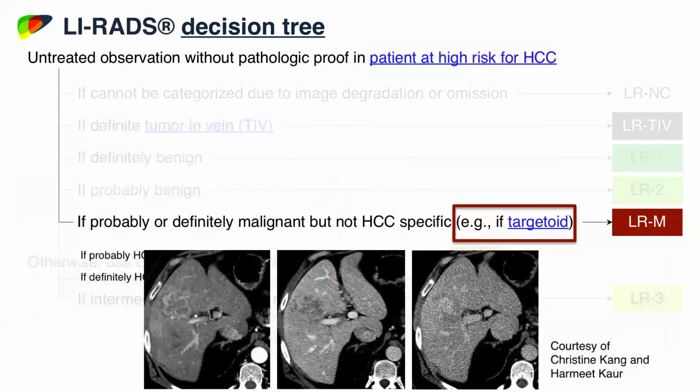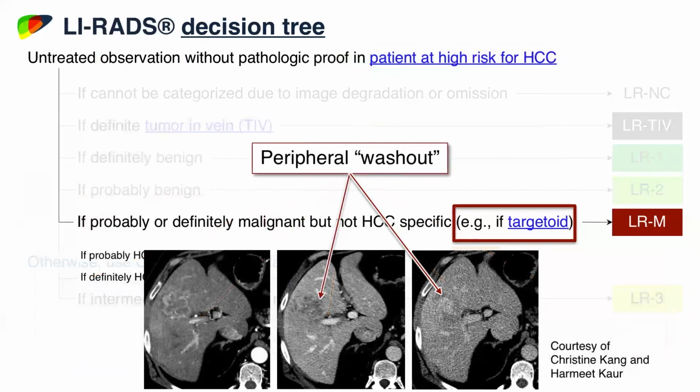Now, another example of targetoid appearance is peripheral washout. And here we have an example of peripheral washout. So the lesion enhances in a rim-like fashion in the arterial phase. And notice that on the most delayed images, the periphery washes out.